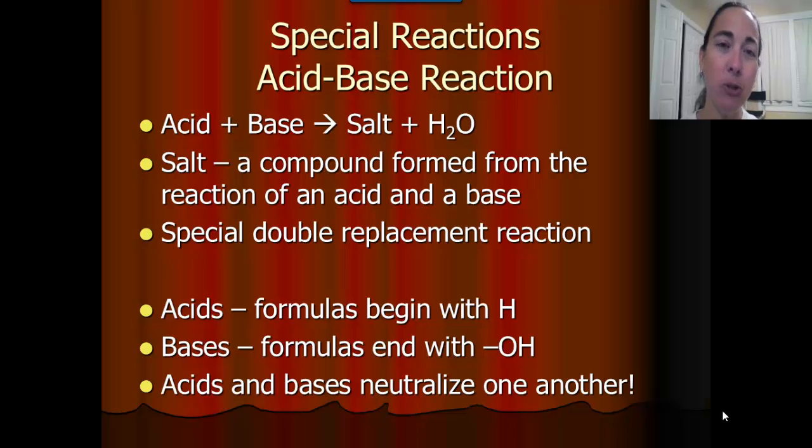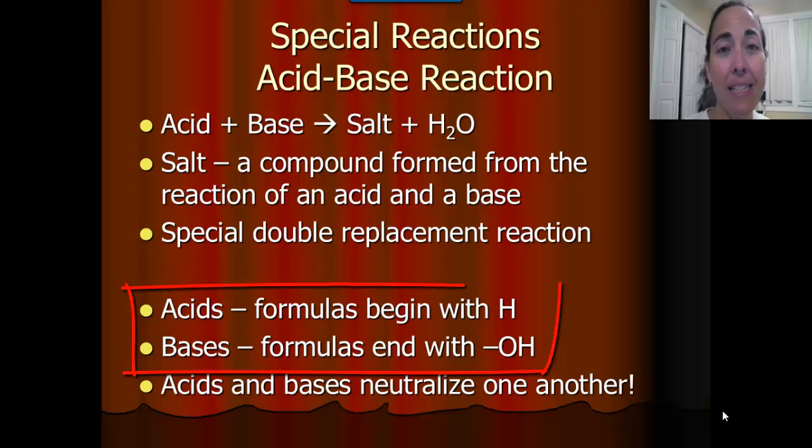Really, an acid-base reaction is just a double replacement. You have two compounds as reactants, and they switch around their parts. You end up with two compounds as the products. Now the trick for you is going to be able to recognize the acid and the base.